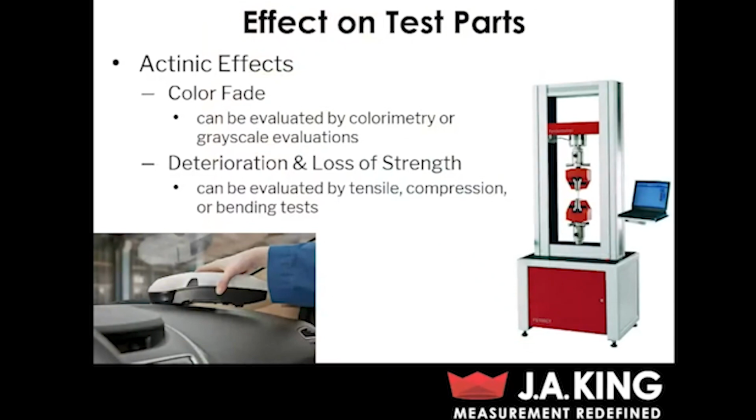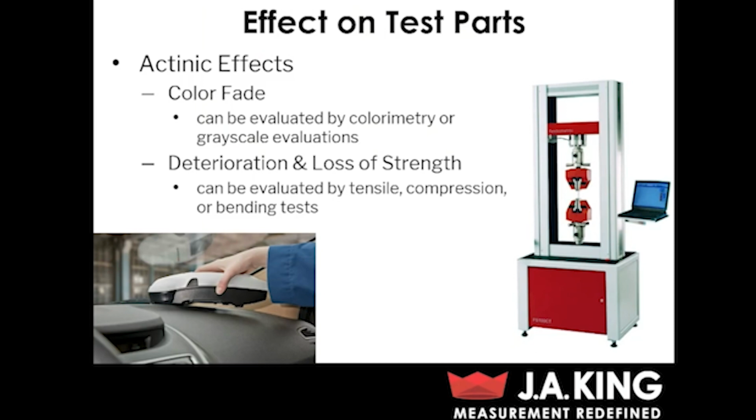So next I want to talk about the actual effect on test parts caused from solar testing. And there's really two main types of effects. You've got actinic effects and your heating effects. Actinic effects are basically chemical effects caused by radiation. And the most common type of actinic effects are both color fade and then deterioration and loss of strength.